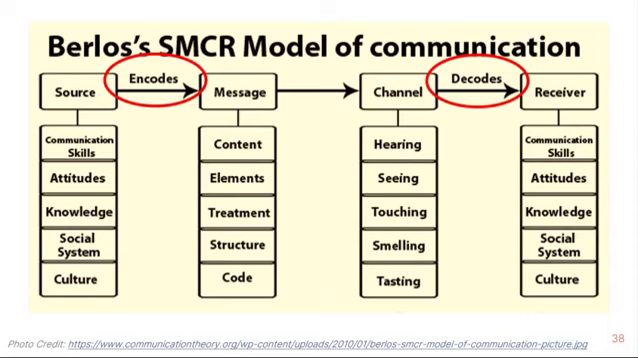The parts where the message is being encoded and decoded are important because this is where the message can be received, inferred, or translated in many different ways. Let's examine each component in detail.